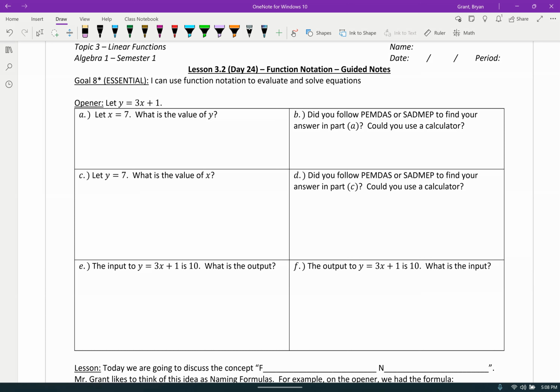Today, we're going to take that a step further, and we're going to talk about some very important notation called function notation. Now, it's kind of a silly name because as you get up into higher mathematics, you'll find that this notation can be used for equations that are not functions. But for now, we're just going to see it used in the concept of functions.